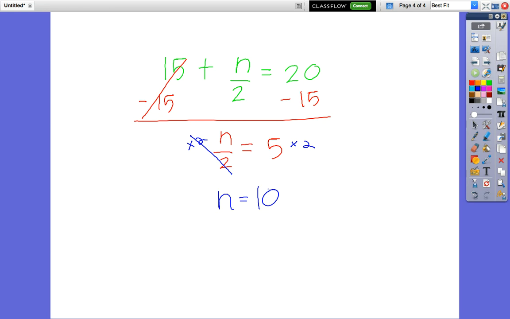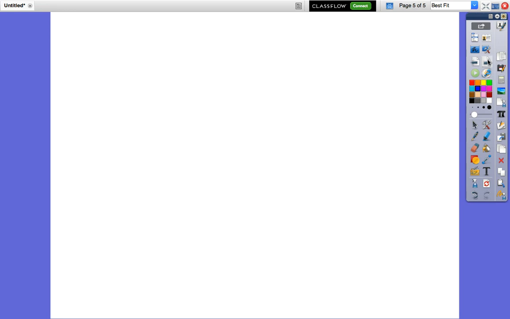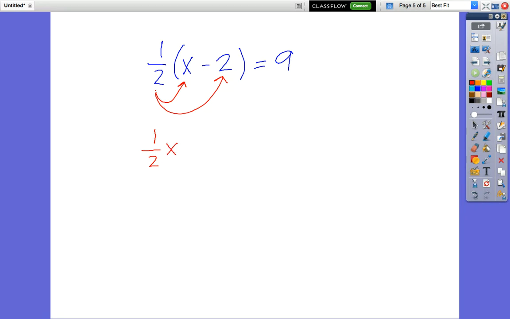Now I want you to look at one that has a fraction. So if I have the problem 1/2 x minus 2 equals 9, the first thing I'm going to do is distribute this 1/2 to everything in parentheses. 1/2 times x equals 1/2 x. Half of negative 2 is negative 1. And I get that all of that equals 9.